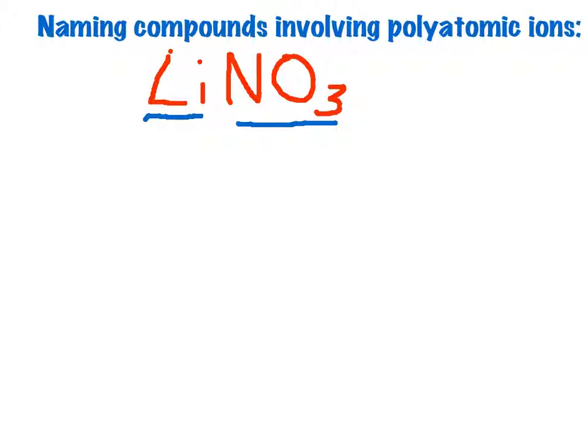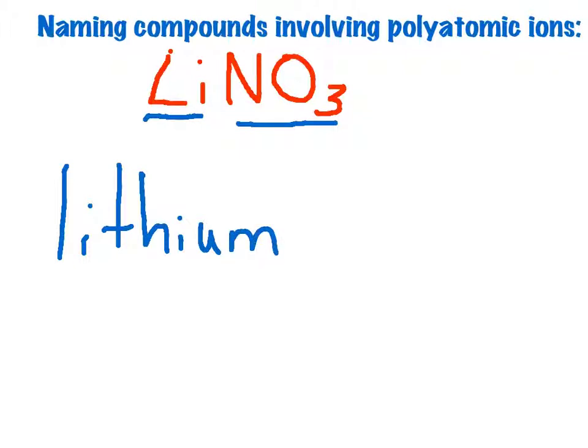So here's how we name it. It's really simple. You write the metal first, lithium, and then the polyatomic ion is nitrate. You don't have to change any endings. You don't have to do anything to these words. Just the metal as it is on the periodic table, and the polyatomic ion, nitrate, exactly as it's written on your table of polyatomic ions.